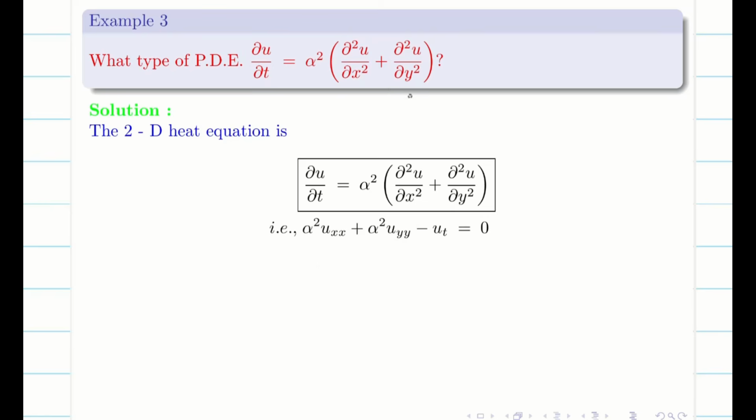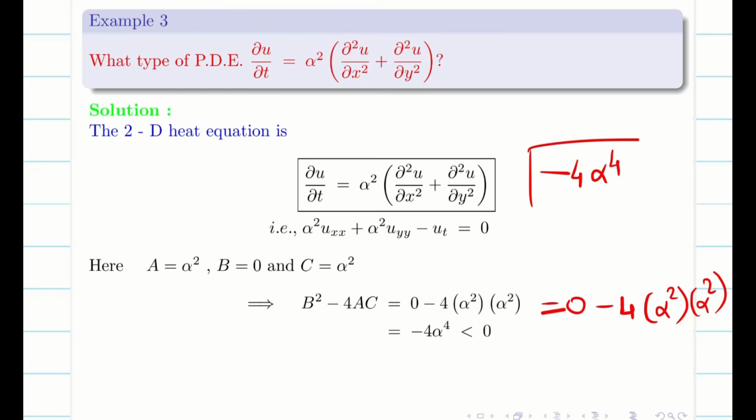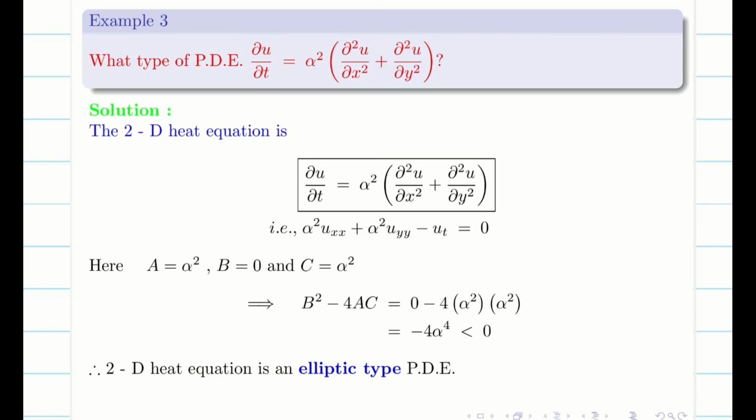Now I will simplify this and bring it like this. So my capital A is alpha square, capital B is 0, C is also alpha square. Now calculating b square minus 4ac, we get 0 minus 4 into alpha square into alpha square. So my final answer is alpha power 4. Alpha power 4 is always positive, but we have minus 4. So minus 4 into alpha power 4 is always less than 0. This problem is elliptic type.